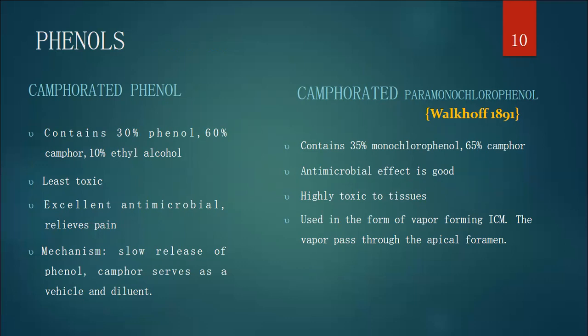Compared to this, camphorated paramonochlorophenol contains 35% monochlorophenol and 65% camphor. Antimicrobial effect is good, but it is highly toxic to tissues. It is used in the form of vapor-forming ICM. The vapor passes through the apical foramen.